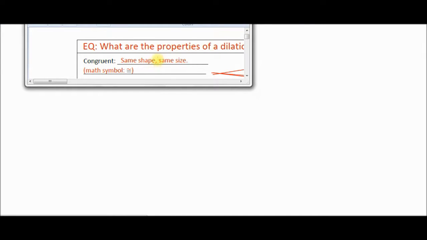Congruent means same shape, same size. You learned this last year. You can use things like translation, reflection, and rotation to take a pre-image, or an original image or shape, and create a duplicate of that image or shape. It's going to be congruent in every way. It might be moved, flipped, or turned, but it is still considered a congruent shape. The math symbol is an equal sign with a squiggly on top to tell us that two things are congruent.